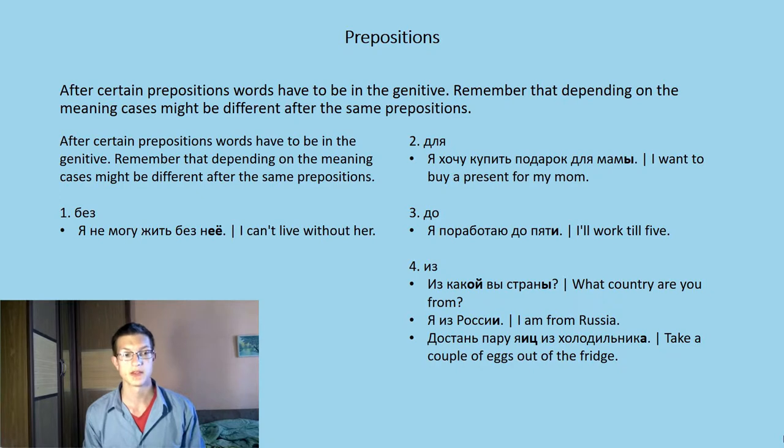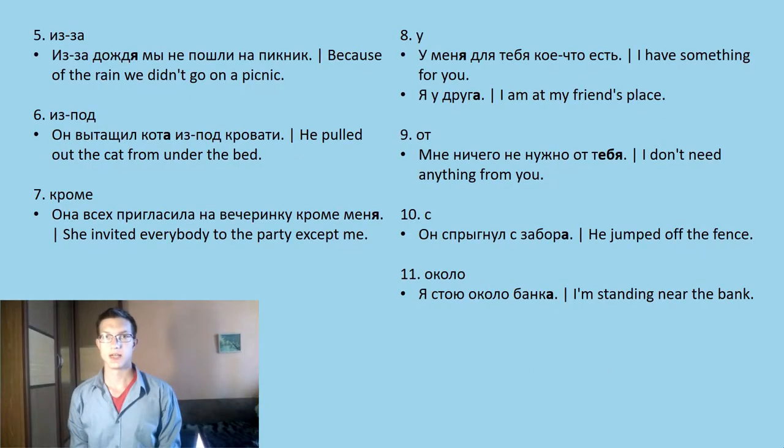Без, without. Я не могу жить без нее. Для. Я хочу купить подарок для мамы. До. Я поработаю до 5. Из. Из какой вы страны? Я из России. Достань пару яиц из холодильника. Из-за. Из-за дождя мы не пошли на пикник. Из-под. Он вытащил кота из-под кровати. Кроме. Она всех пригласила на вечеринку, кроме меня.